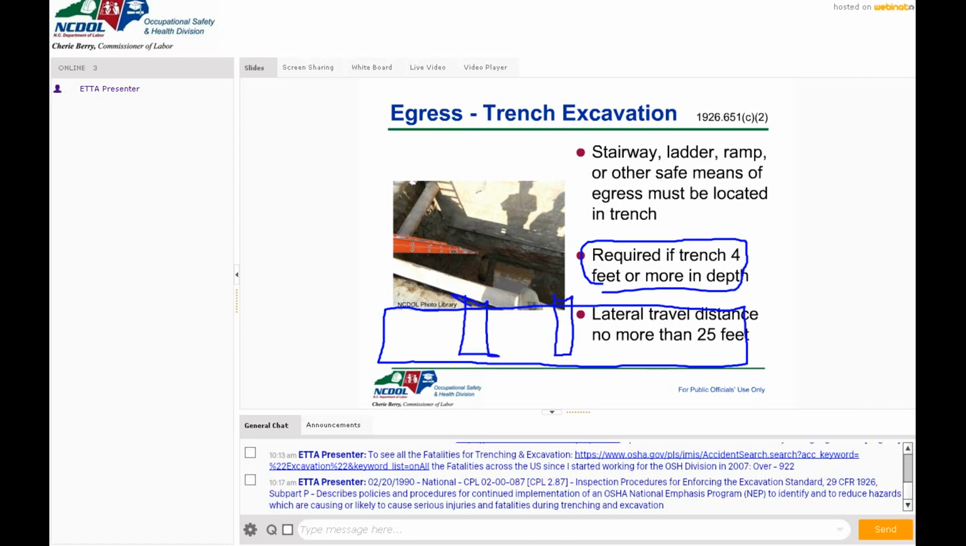But what a lot of people don't realize is the ladders are very important. You always want the ladders right next to where the people are working. The reason for that is the person can gain access to it fairly quick, and if the ground is caving in around them, they can actually use the ladder to help pull themselves out with it as well.